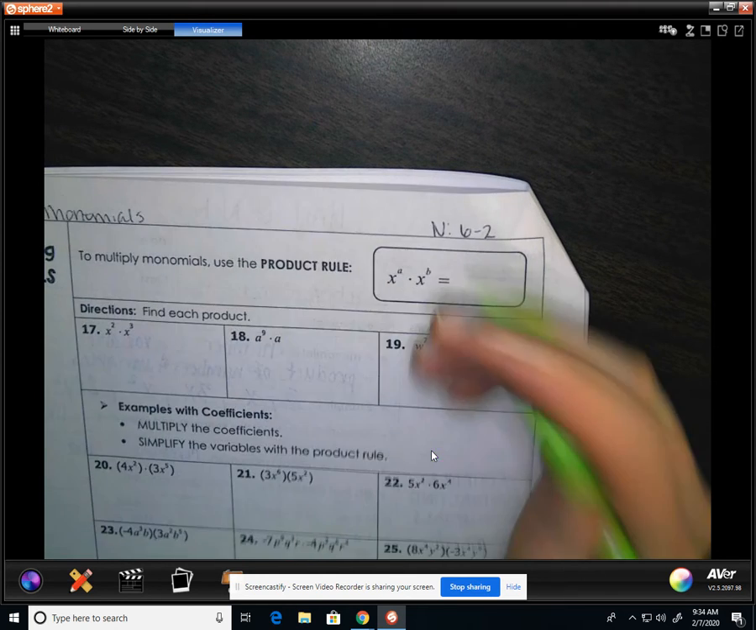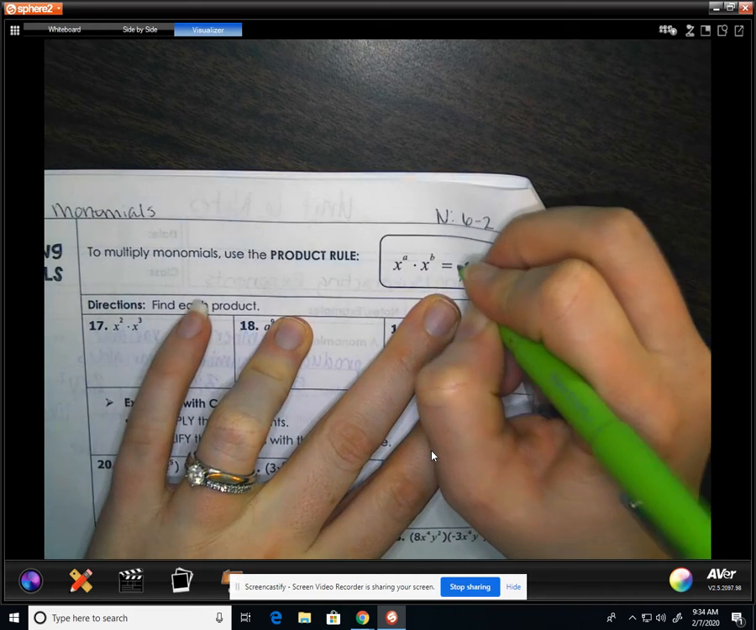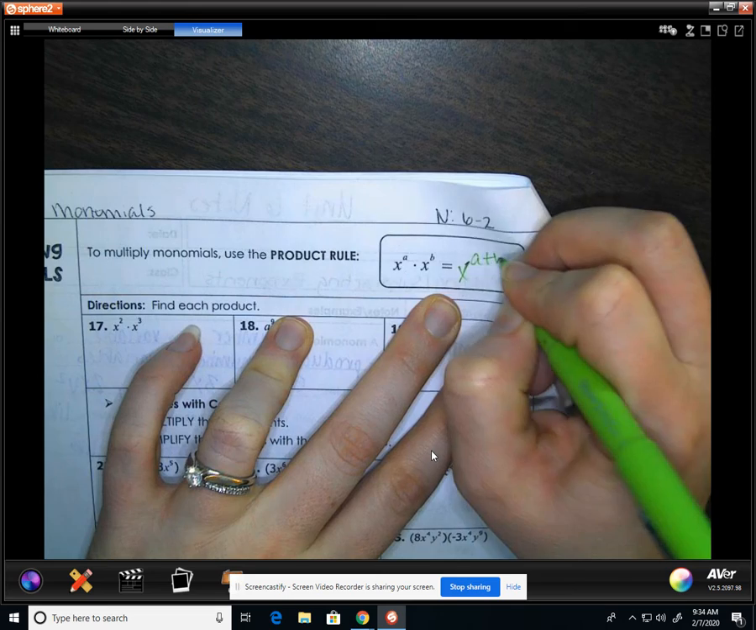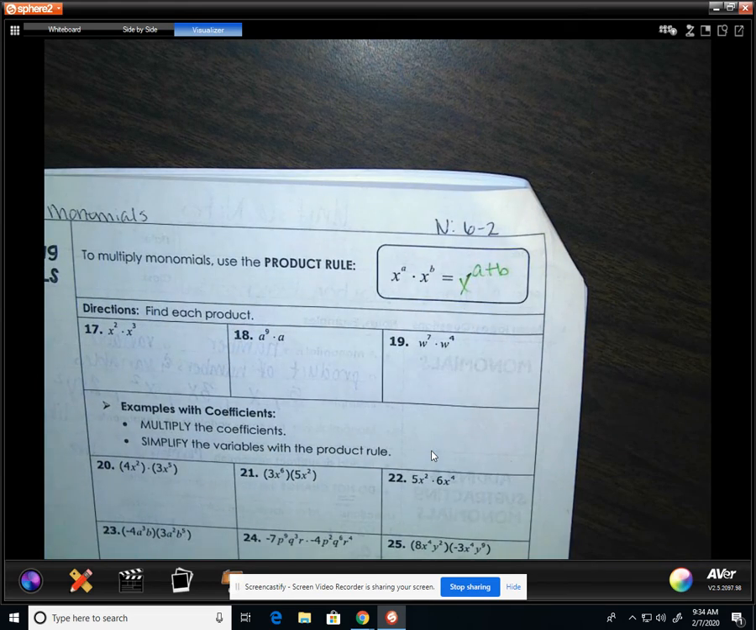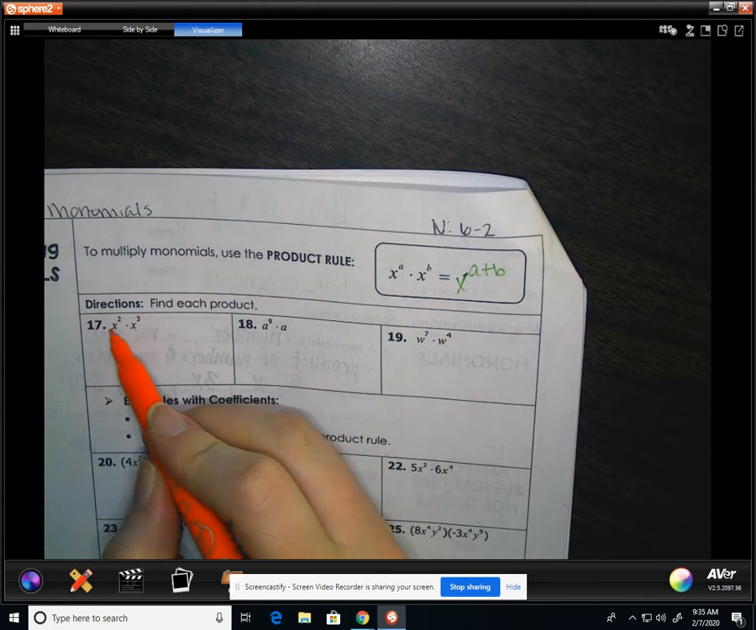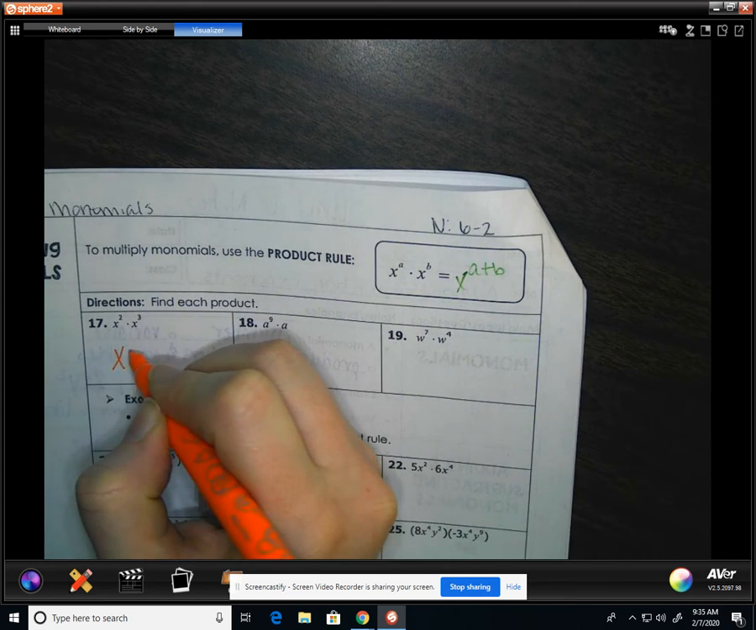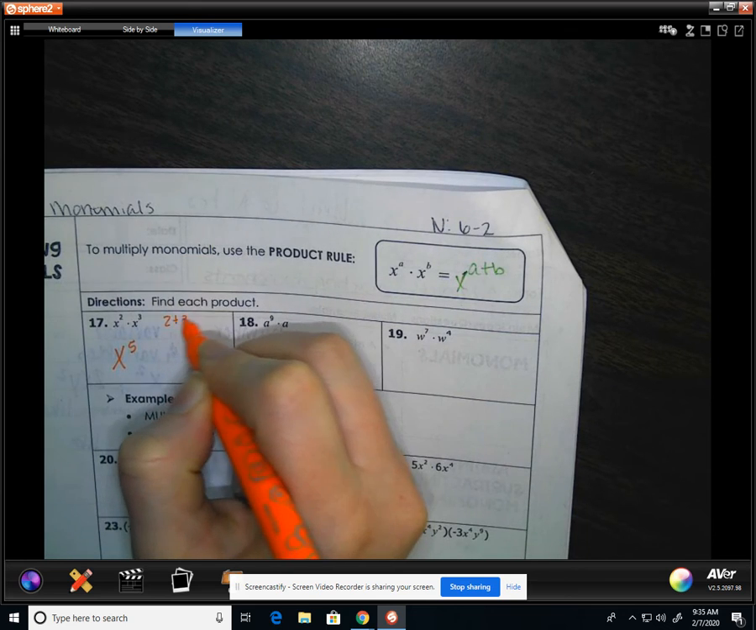So the product rule says x to the a times x to the b equals x to the a plus b. Okay, so now what we're going to do is you are just going to add your exponents. So when I have x squared times x to the third, these don't have a coefficient, a number in the beginning, so all I have to do is 2 plus 3. So I get x to the fifth when I do 2 plus 3.